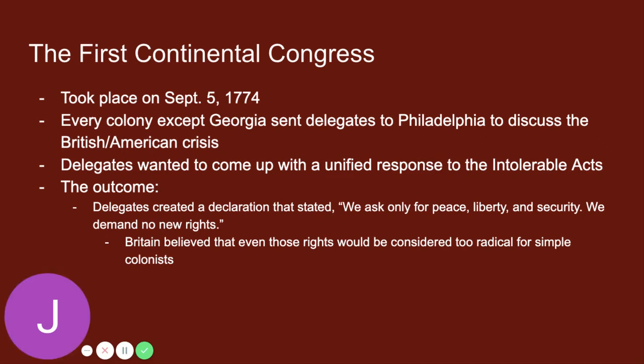And Britain believed that even those rights could be considered too radical for simple colonists. So the colonists simply wanted peace, liberty, and security. They didn't want any new rights. They just didn't want to be taxed any further, and Britain did not think that this was acceptable.